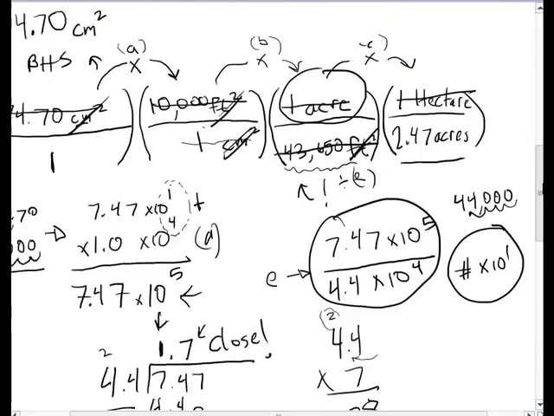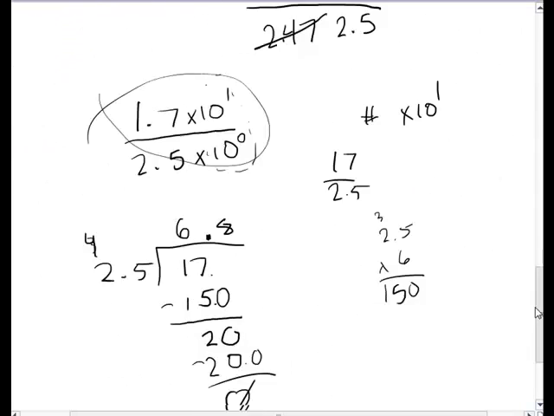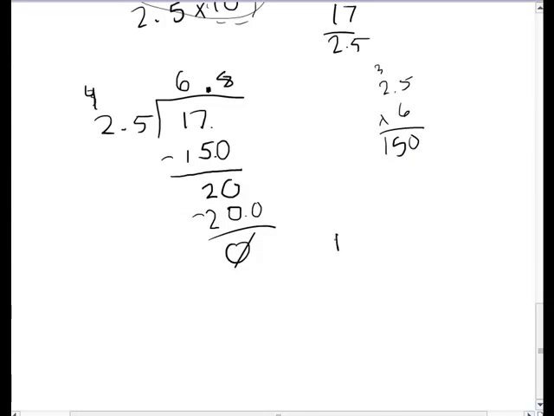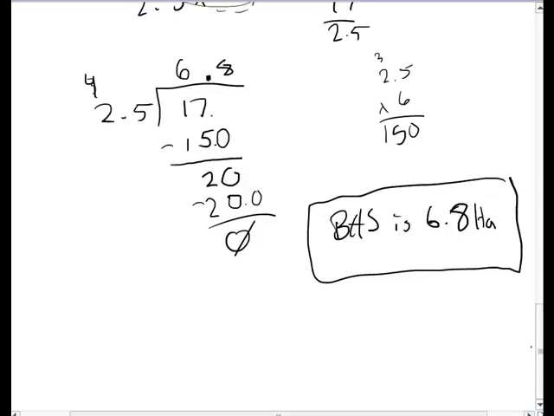And our number is left in hectares. So this crazy question comes out to BHS is 6.8 hectares. Here's the abbreviation. So how big is a hectare? I don't know, but Bellingham High School takes up 6.8 of them.